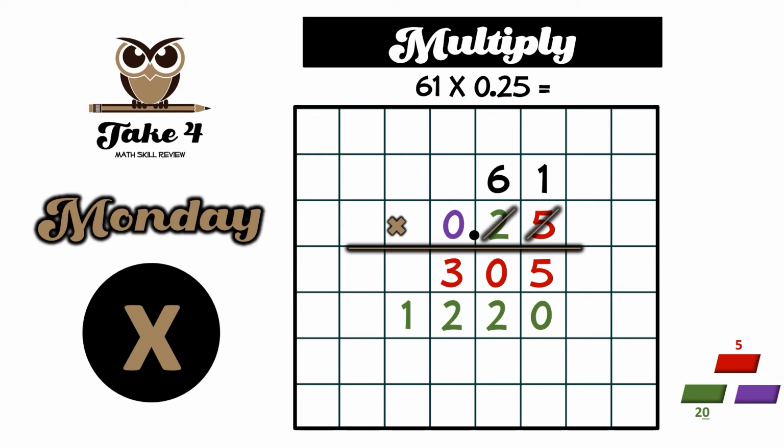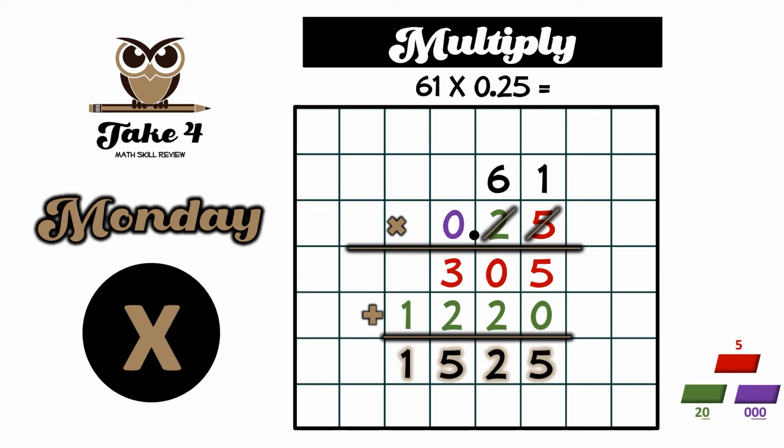Our next number is 0. We don't have to multiply by 0 because there's no additional numbers to multiply by. So we can add. 5 plus 0 equals 5. 0 plus 2 equals 2. 3 plus 2 equals 5. And nothing plus 1 equals 1.